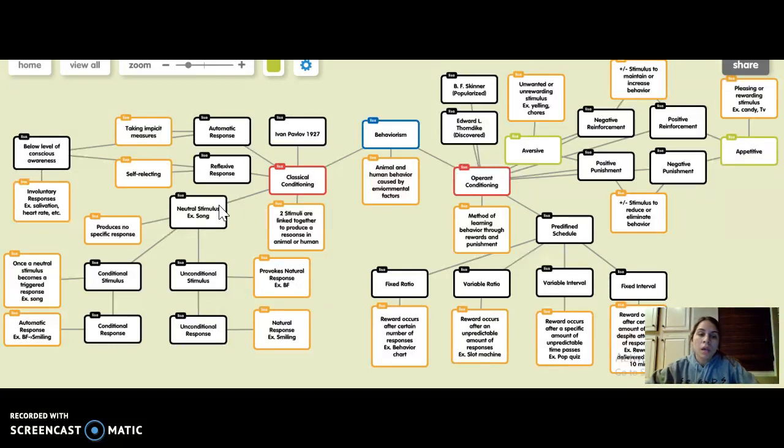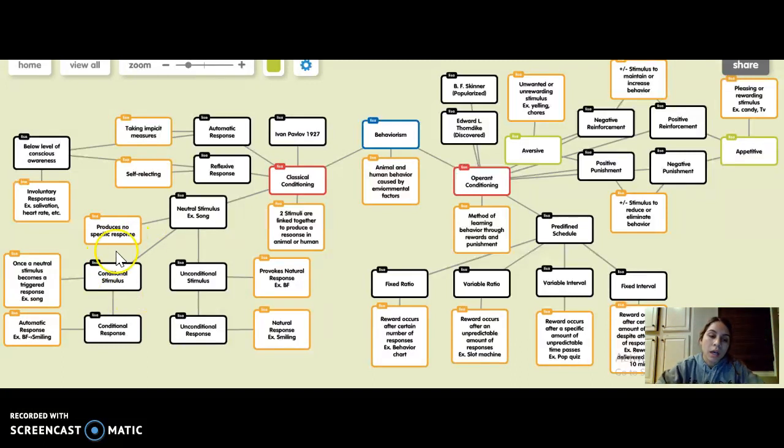It's neutral. So when that neutral stimulus, such as a song, is paired with the unconditional stimulus, which is the boyfriend, the song meaning nothing, she doesn't even like it, but the boyfriend, she loves her boyfriend, he makes her absolutely happy. When those two are paired, the response is unconditional, which results in her smiling.